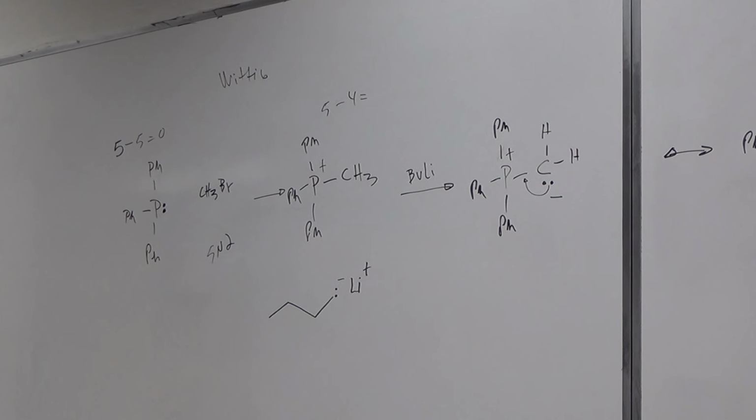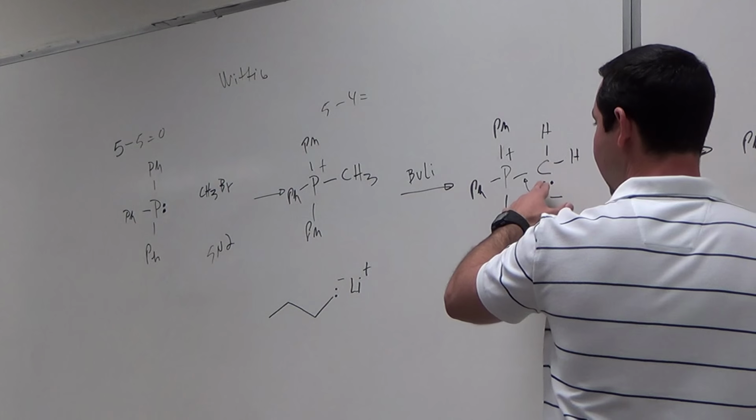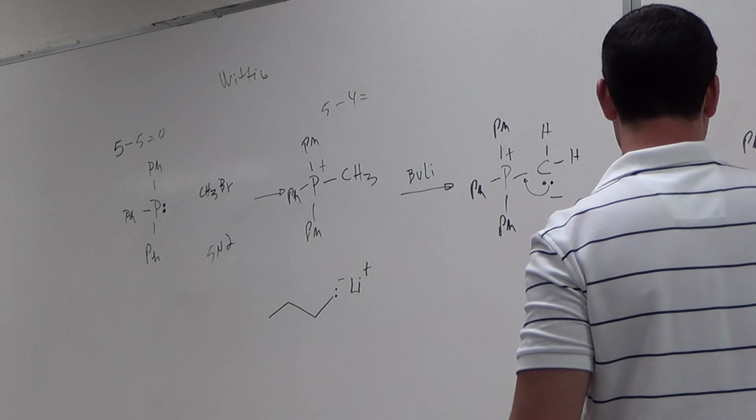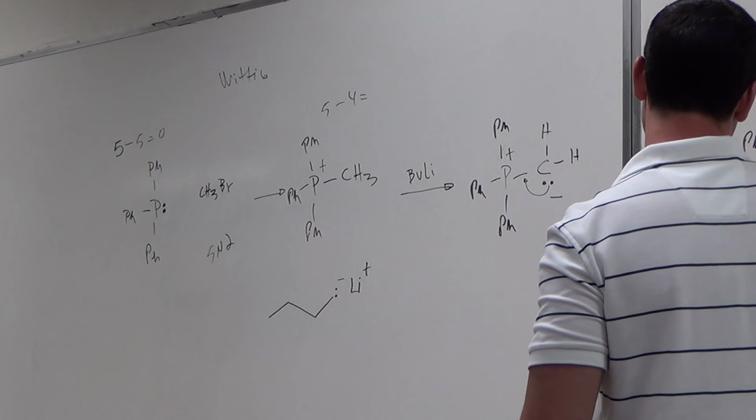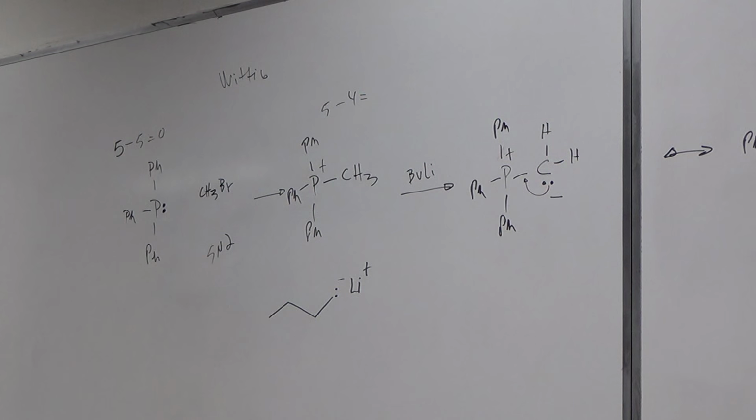Formal charge on phosphorus is neutral: 5 minus 1, 2, 3, 4, 5 is neutral. Formal charge on carbon is neutral. Yet it acts like a nucleophile, yes? This is called an ylide. A phosphorus ylide.